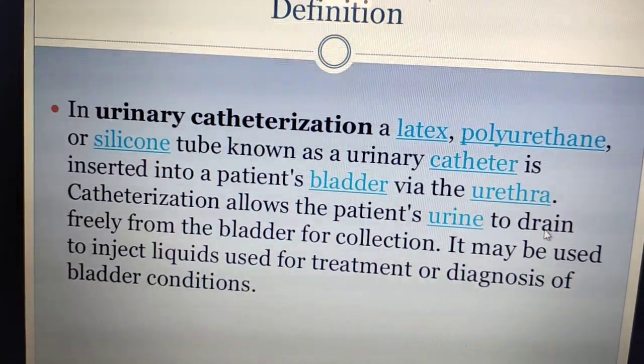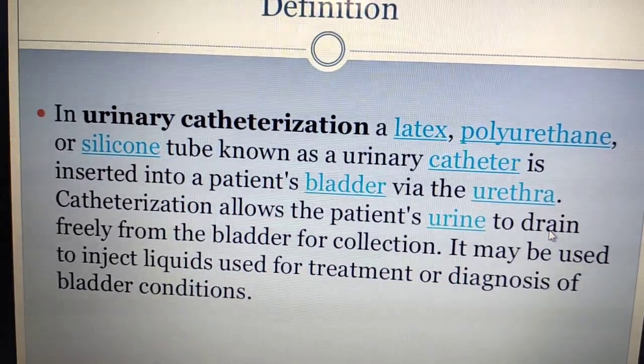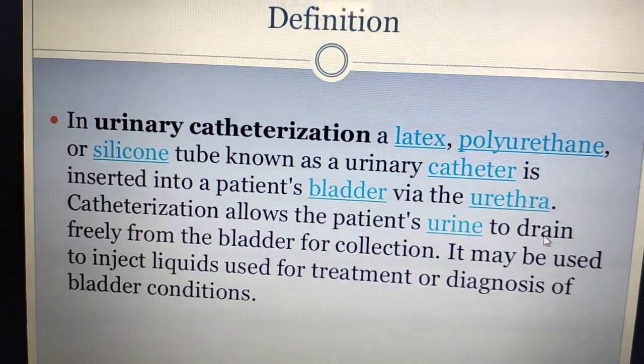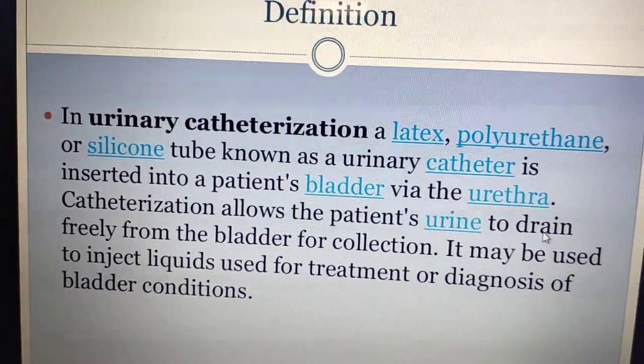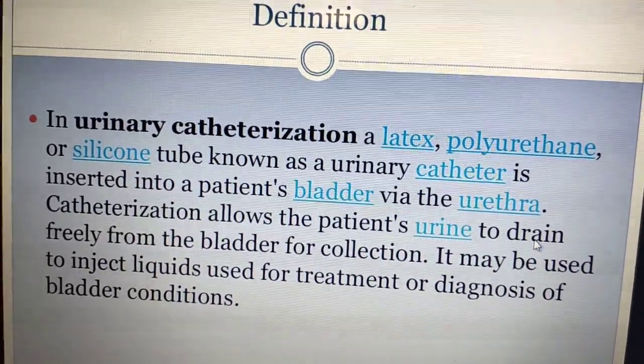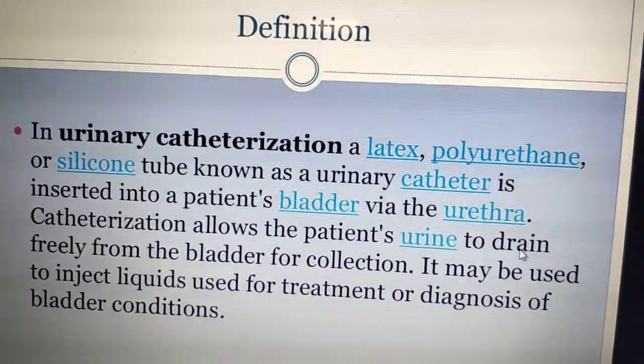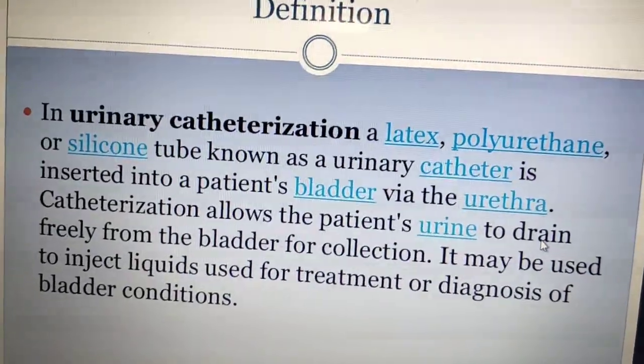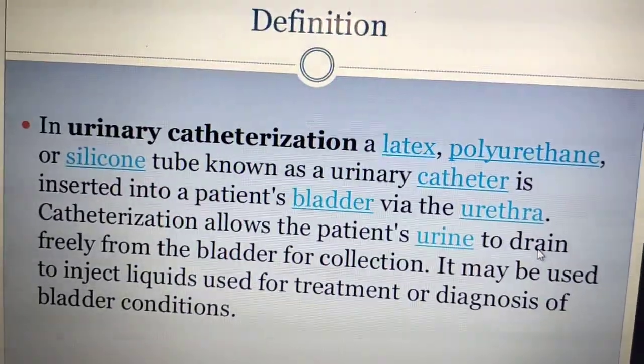Okay, you all know anatomy and physiology, right? You know where the urethra is and where the bladder is, isn't it? The outer part that we call the urethra. Then the collection, where is the urine going to be collected? In the bladder, isn't it? So we're going to insert this catheter into the bladder via the urethra.